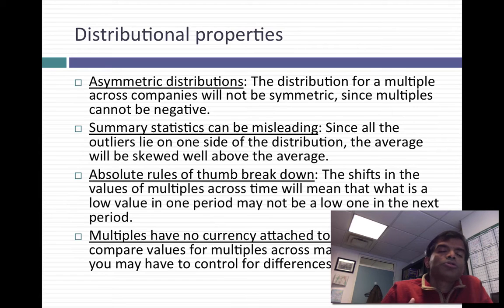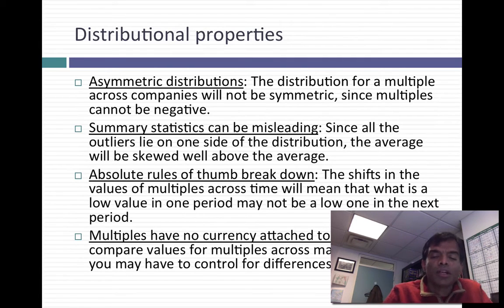One is the distributions are asymmetric. Sounds fancy, but basically it means that your outliers all lie in one direction. They're all big positive numbers. There are no big negative numbers. Because of that, the summary statistics can be misleading. So if I ever gave you the average for a sector and a median, I want you to use a median. Absolute rules of thumb will break down. So if I say 6 times EBITDA is cheap, remember in 2009, half of all US companies traded at less than 6 times EBITDA. So we talked about using percentiles.